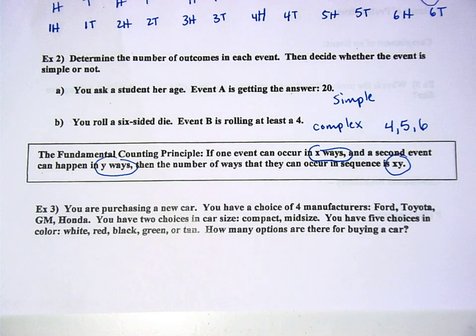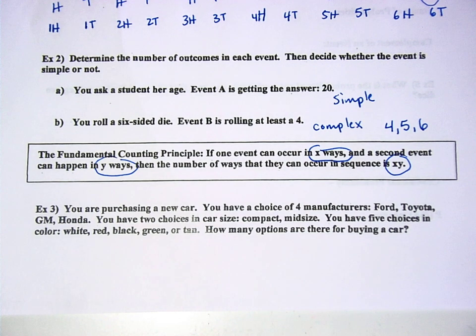You are purchasing a new car. You have a choice of 4 manufacturers. You could get Ford, Toyota, GM, or Honda. You have 2 choices in car size. It could be compact or midsize. And you have 5 choices in color: white, red, black, green, or tan. How many options are there for buying a car?